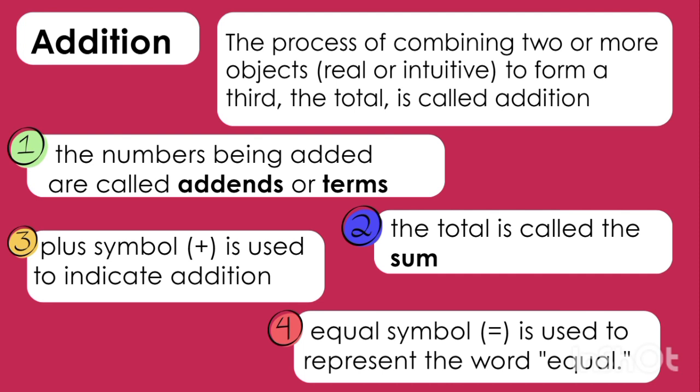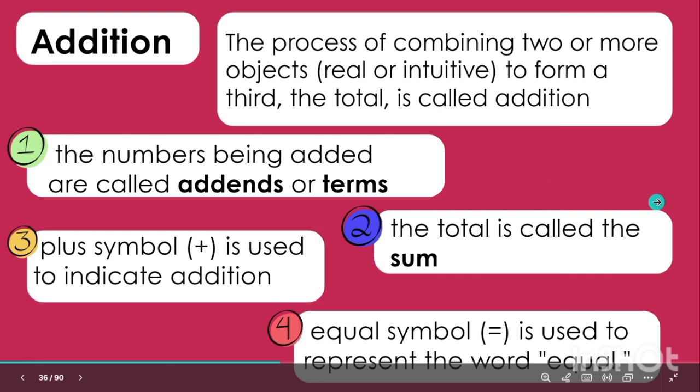In addition, the numbers being added are called addends or terms. These are the numbers being added. In 4 plus 5, 4 and 5 are the addends. The plus symbol is the cross sign. The total is called the sum, the result of the addends or terms. This is the equal symbol to represent the total number.